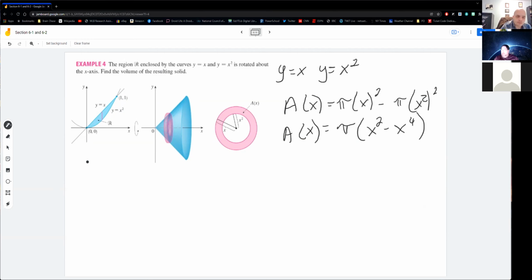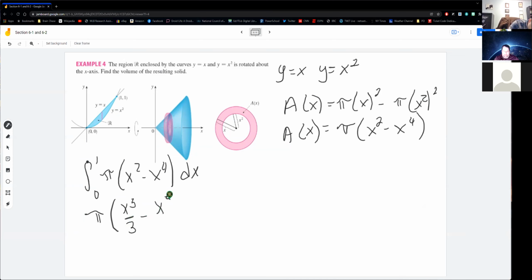All right, so we've got our area. So now let's just do my integral. So it's the integral from 0 to 1 of pi times x squared minus x to the 4th dx. Remember, you can always pull out any constants, so the pi can just go out in front of it. So I really don't need to worry about the pi in terms of this problem. So it's pi, and then we have x to the 3rd over 3 minus x to the 5th over 5, and we're evaluating this from 0 to 1.